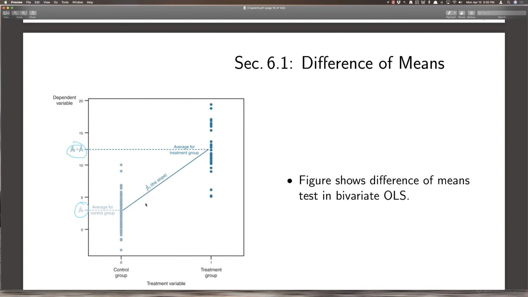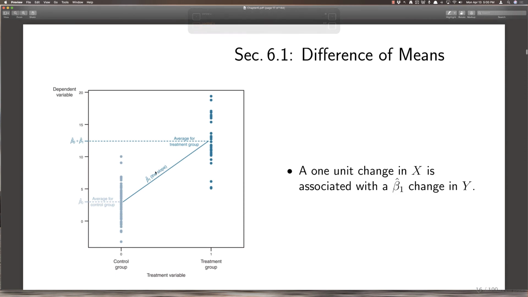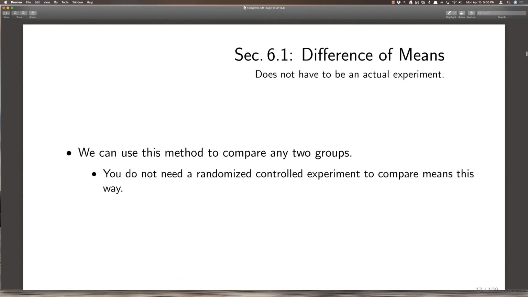It's a little bit weird looking best fit line, again, because of the binary nature of this variable, the dummy variable, but it still works in the same way. It still gives us the same information there. So we can use this method to compare any two groups. It doesn't have to be a randomized controlled experiment to compare means this way.